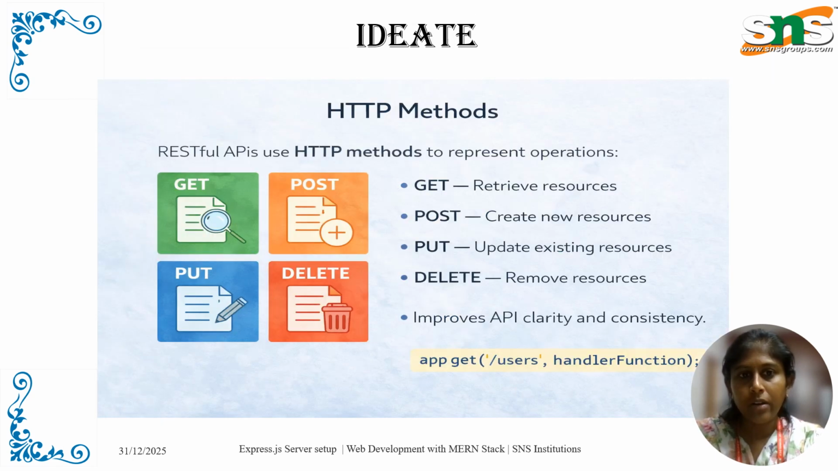So in Express, routing is simple. Example: app.get('/users', callback), app.post. So here app.get handles the GET request, app.post handles the POST request. So each route performs a specific operation. So this is the foundation of REST API development.